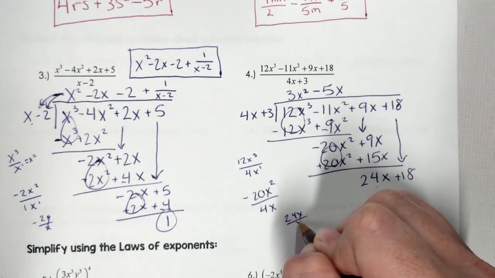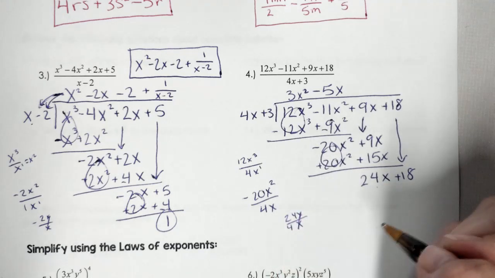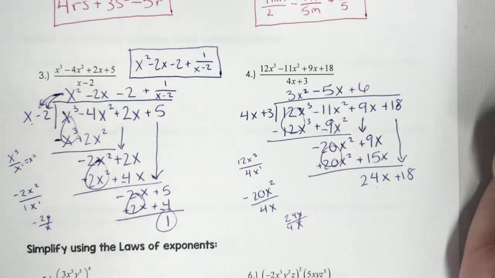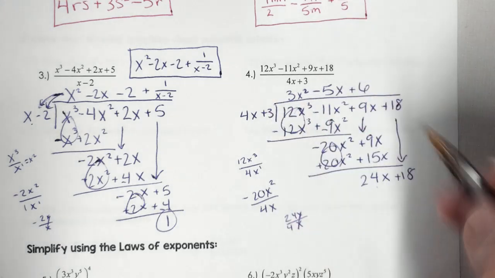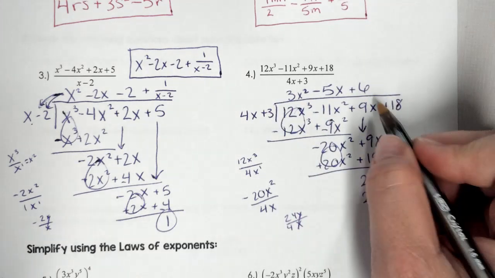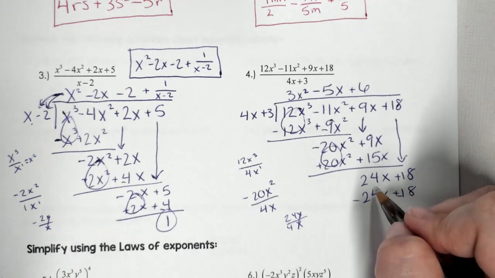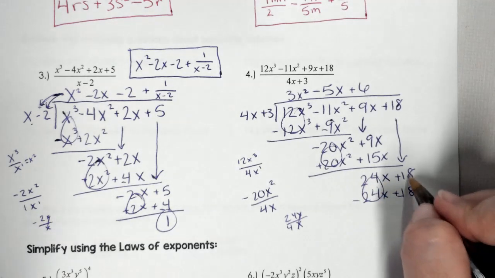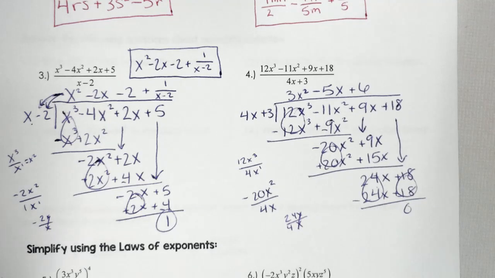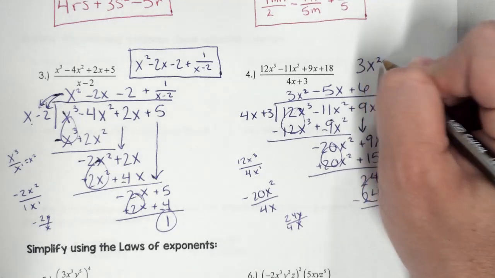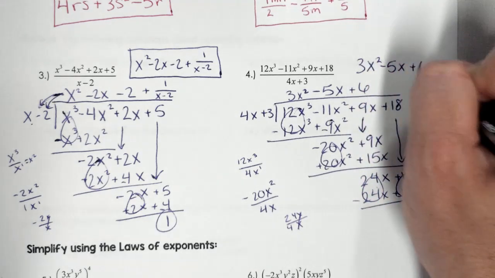24x divided by 4x. Well, the x's cancel. 24 divided by 4 is positive 6. 6 times 4x is 24x. 6 times 3 is 18. Opposite, opposite. Well, look, 24 minus 24 is 0. 18 minus 18 is 0. I have a remainder of 0. My answer is 3x squared minus 5x plus 6.